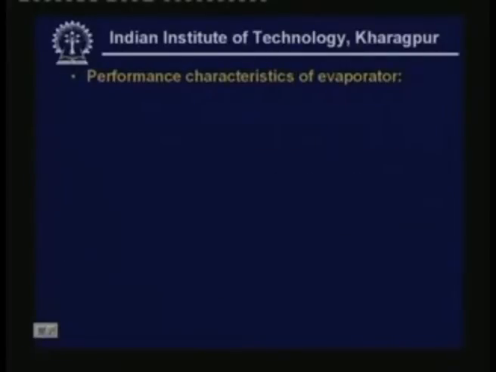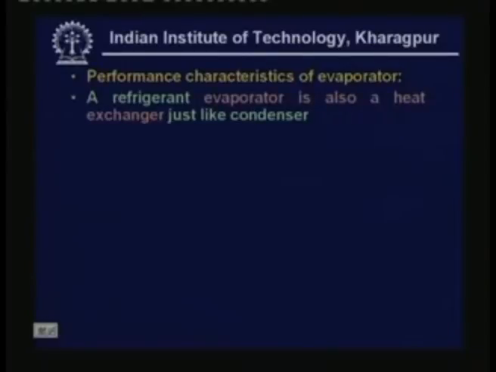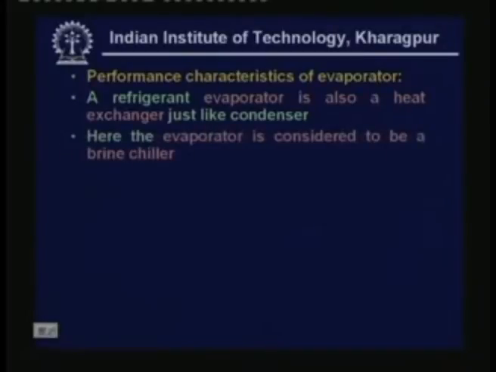Now let us look at the performance characteristics of the evaporator. A refrigerant evaporator is also a heat exchanger, just like a condenser. Here the evaporator is considered to be a brine chiller. So what we have considered in this particular example is that the evaporator is a brine chiller. Brine chiller means on the external fluid side you have a brine flowing. So the refrigerant extracts heat from the brine.